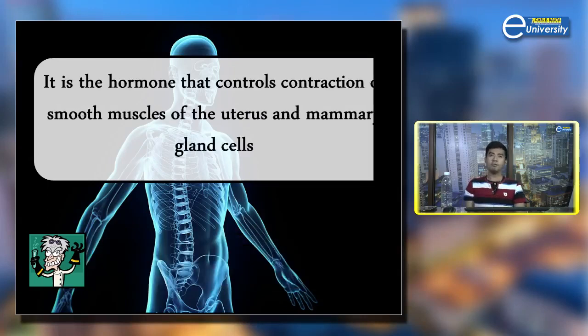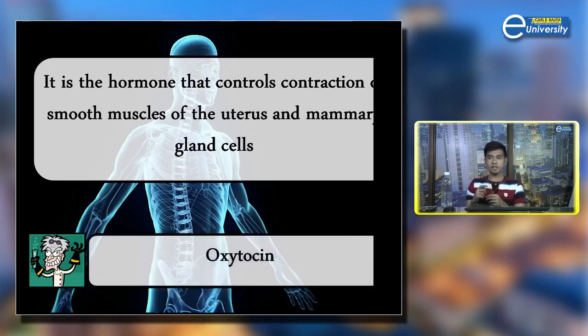How about this one? It is a hormone that controls contraction of smooth muscles of the uterus and the mammary gland cells. I mentioned earlier that it's important for lactating and giving birth. It is derived from our lesson in the endocrine system. Correct. The answer is oxytocin.